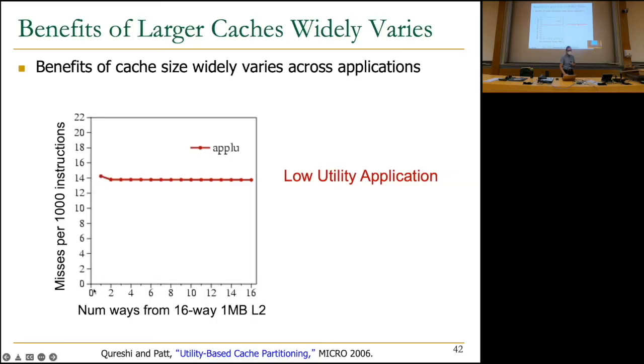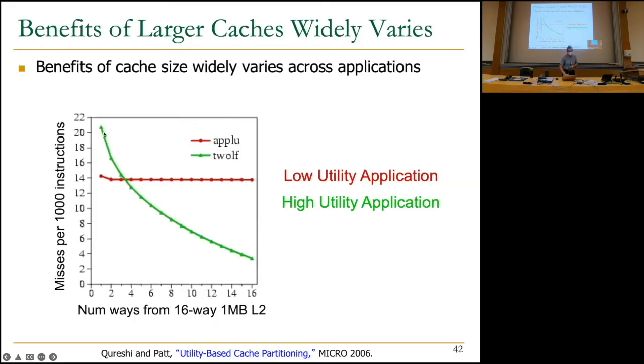And we allocate different ways from it: 1 way, 2 ways, 3 ways, up to 16 ways. So here you have a very small cache size, 1 way. Here you have 16 ways, meaning the entire 1 megabyte. This is 1 megabyte divided by 16. But the performance, meaning misses per 1,000 instructions, that's the miss rate in this particular case, doesn't change that much, right? Basically, this is a more cache-insensitive or low-utility-from-caching application.